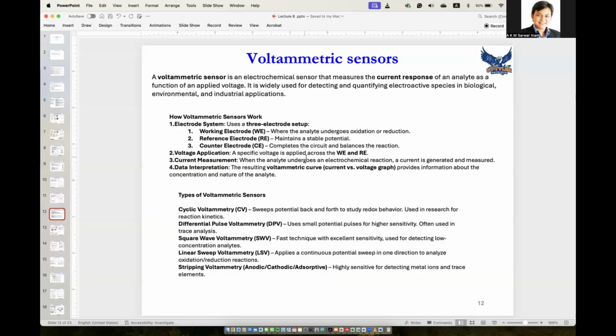So a specific voltage is applied, as I told you, across the working electrode and reference electrode. And current measurement: when the analyte undergoes an electrochemical reaction, a current is generated and measured. And then the data interpretation. The resulting voltammetric curve, a current versus voltage graph, provides information. I'm going to show you those things, but before that, I will tell you about the different kinds of voltammetric sensors.